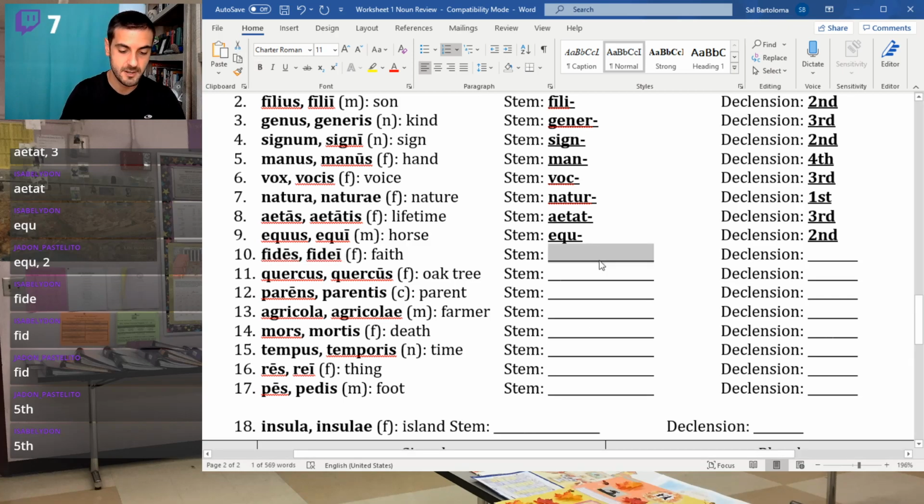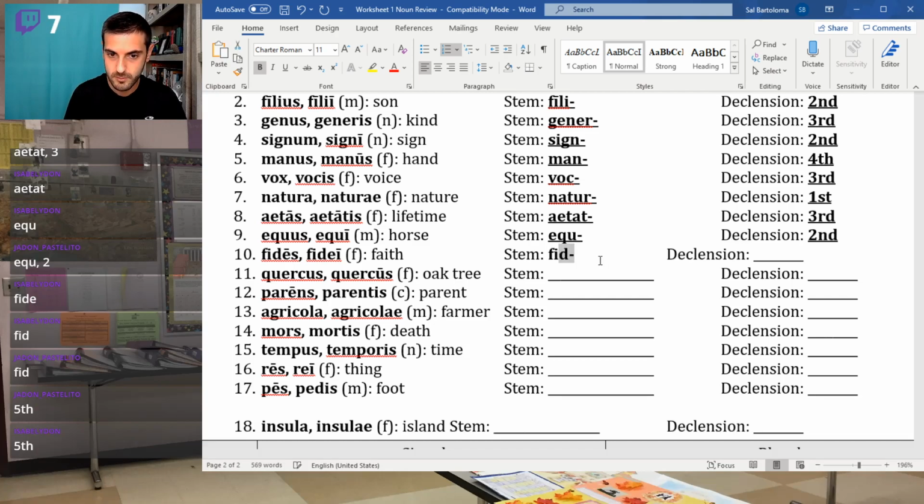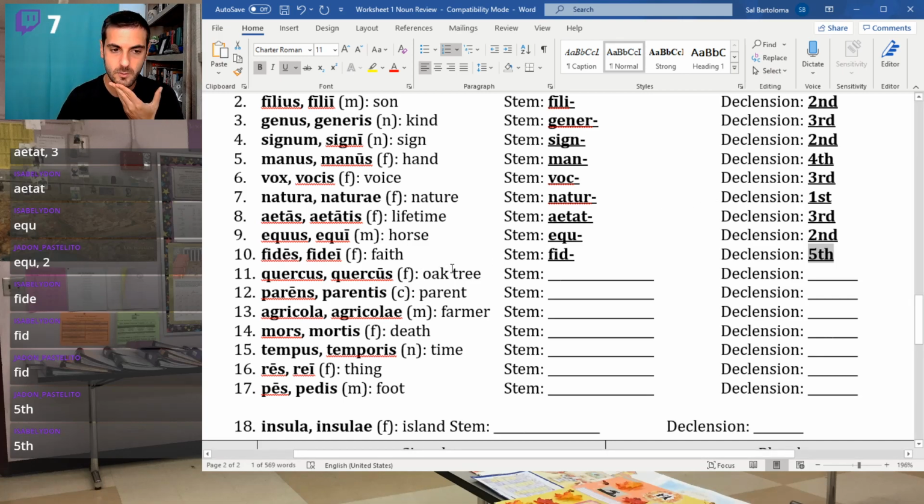So this one was kind of a confusing one. Okay? So sometimes there are little tricks to be had. So it is fid, and it is in the fifth declension. But again, they're so rare, you'll learn about 10 fifth declension words, and you'll just know them. What about quercus, quercus, feminine?